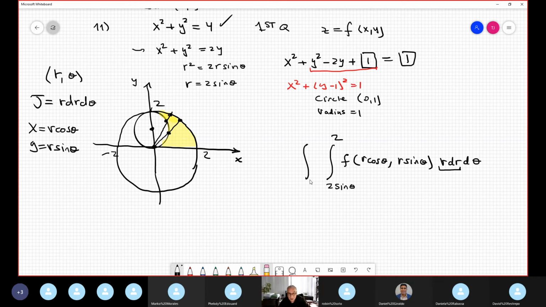And what about theta? Theta goes from 0. Well, actually, it's the first quadrant, so it's obvious, it's from 0 to pi over 2. End of the story. Finish this problem, because the job is only to do the setup. Any question?